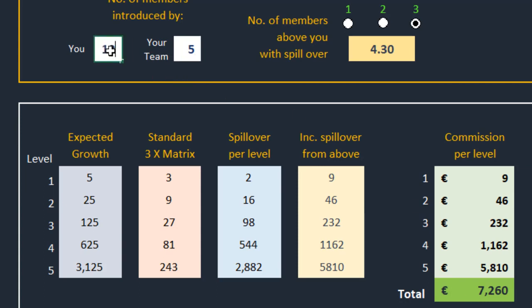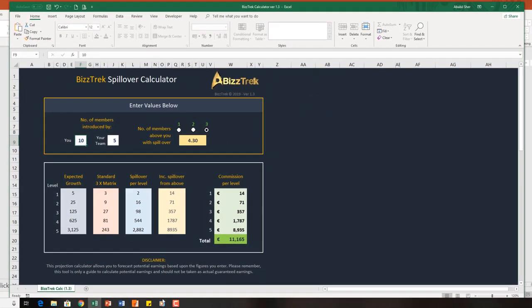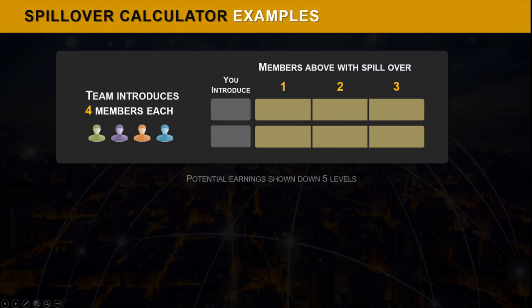But you might do 10. So let's put that figure in. Now we're talking over $11,000 a month passive income. Now you can download this calculator from the link below and put your own figures in to see what you think is achievable. But I want to show you some quick examples in a table just to give you an overview. So let's start with everyone introducing 4 members each, as we did in the calculator.